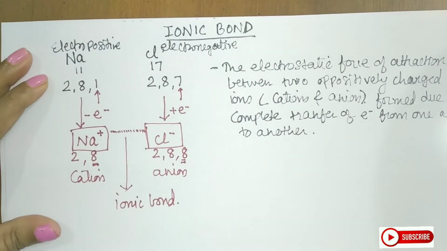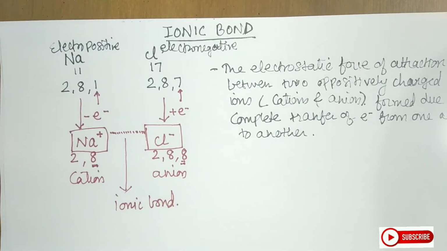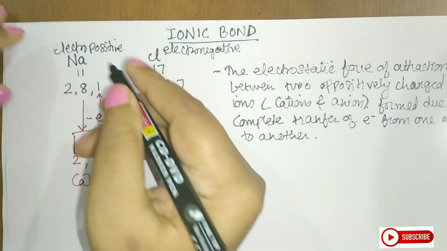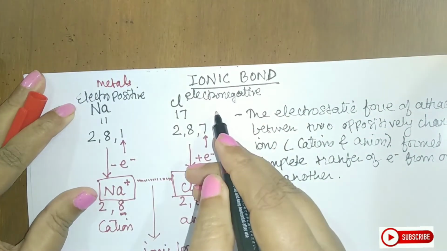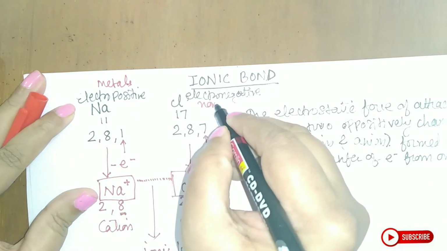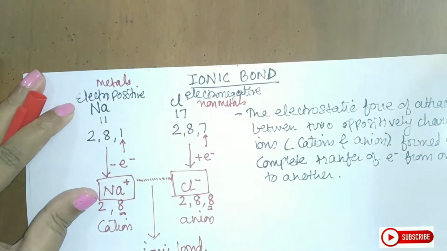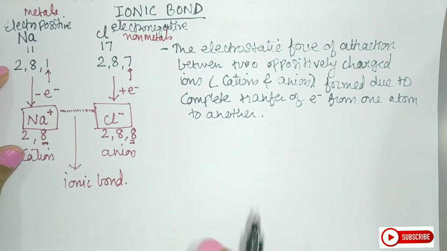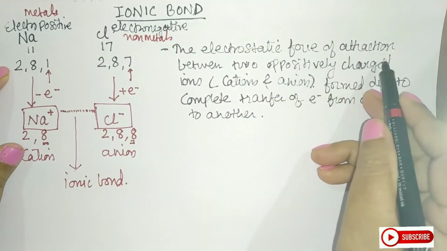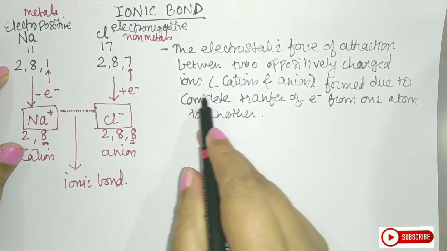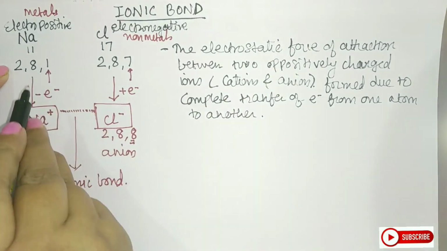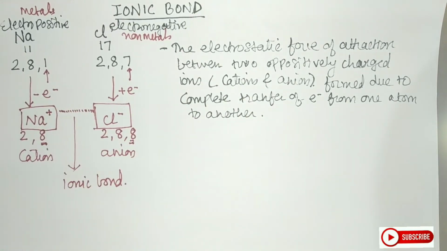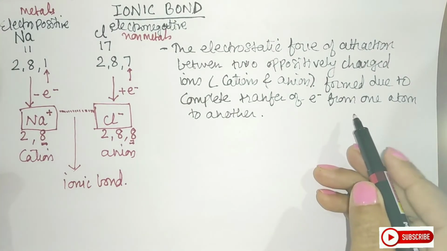Now students, you know that usually electropositive species are metals, while the electronegative species are non-metals. So your definition can again be recreated: it is the electrostatic force of attraction between two oppositely charged ions formed due to the complete transfer of electrons from a metal to a non-metal. There are various ways to give the definition, only the ending part here will change.